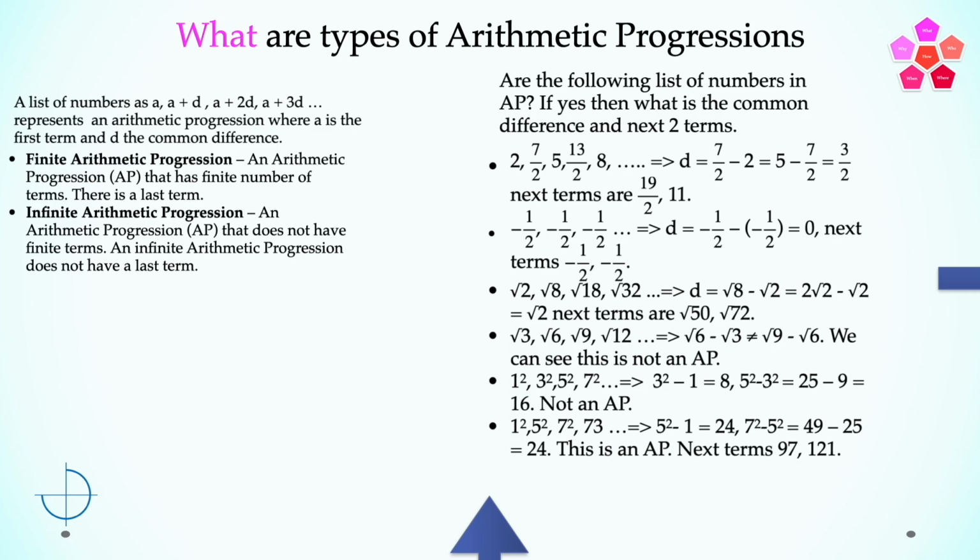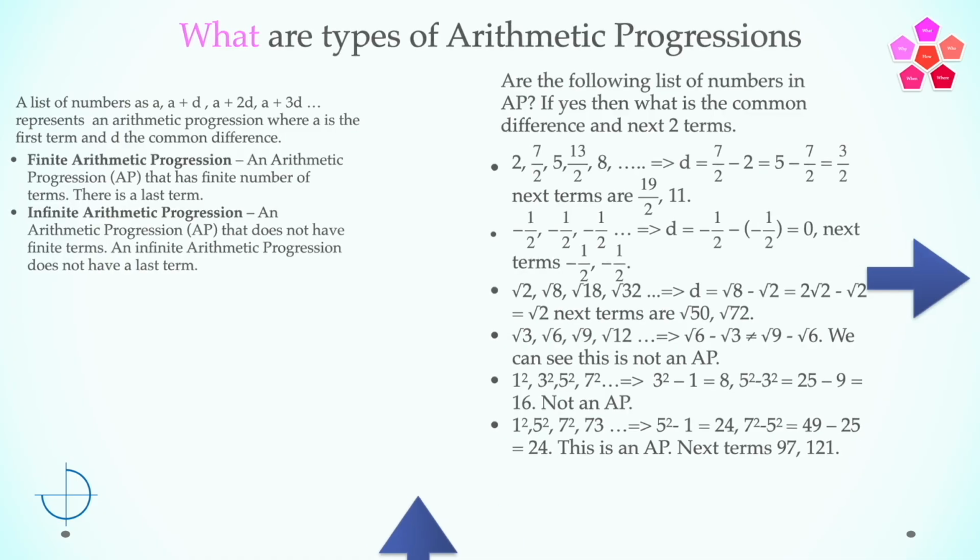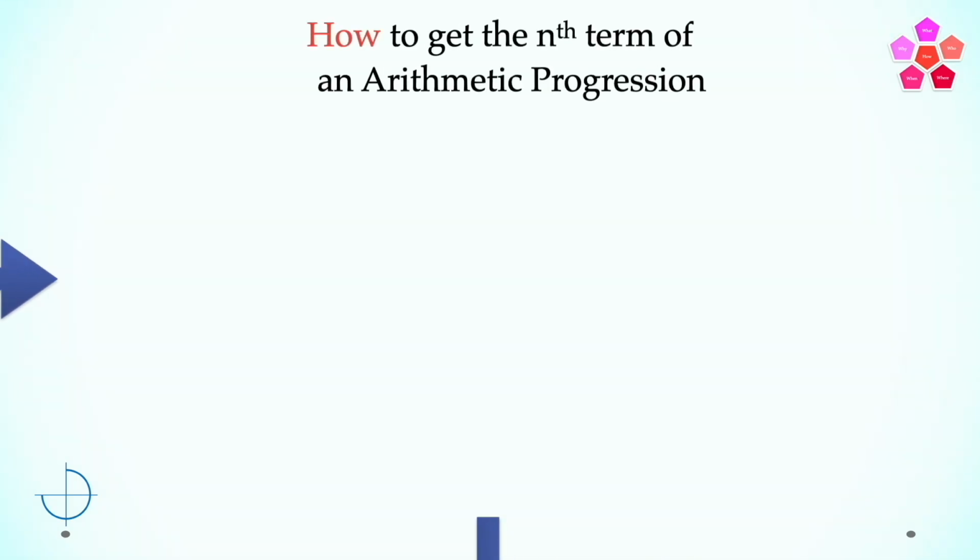We have acquired the skill of identifying arithmetic progression, which is the first step. So now, what can really help us is to predict what would be the nth term of an AP, arithmetic progression. So the question is, how to get the nth term of an arithmetic progression? A better question could be, why do we need the nth term of the arithmetic progression?